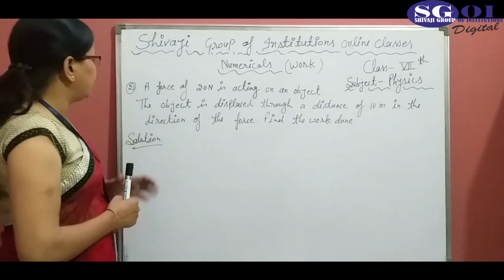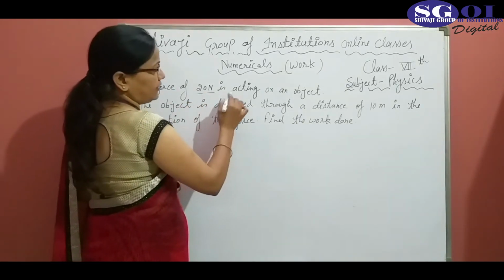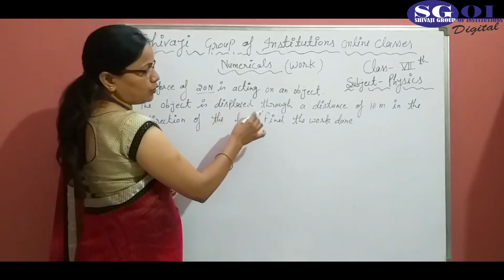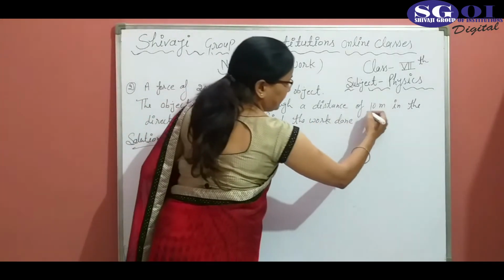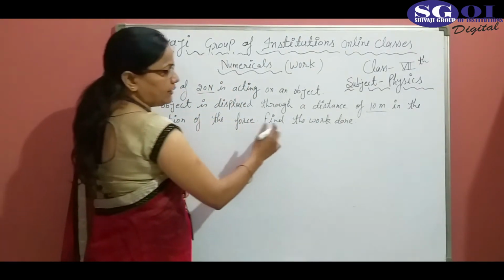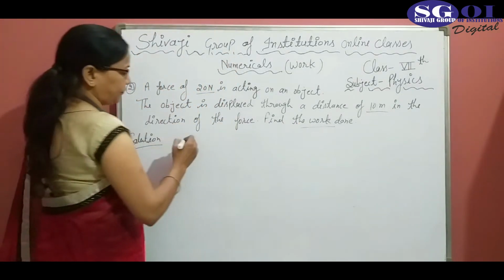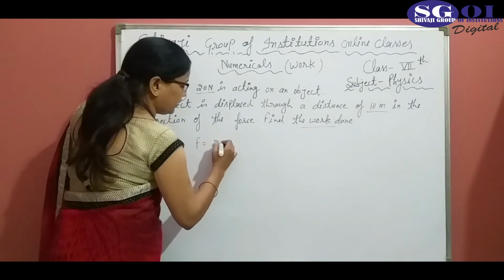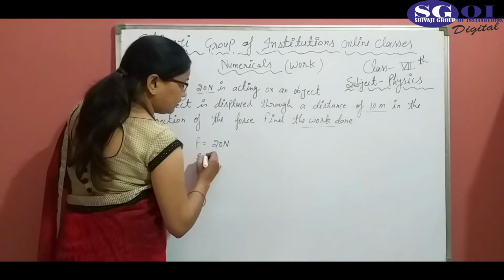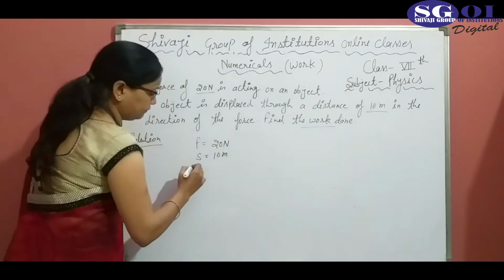Now student, numerical number second. A force of 20 Newton is acting on an object. The object is displaced through a distance of 10 meter in the direction of the force. Find the work done. Student, in this question force is 20 Newton and displacement is 10 meter, and we have to find out work done.